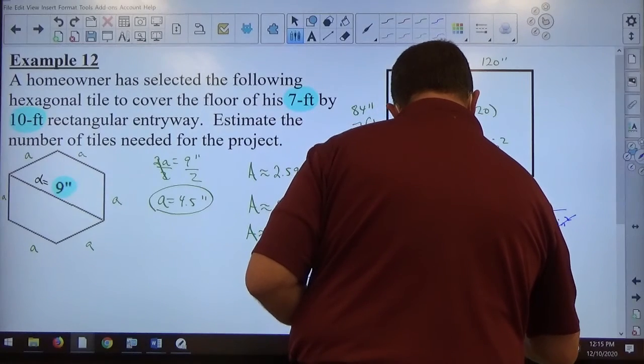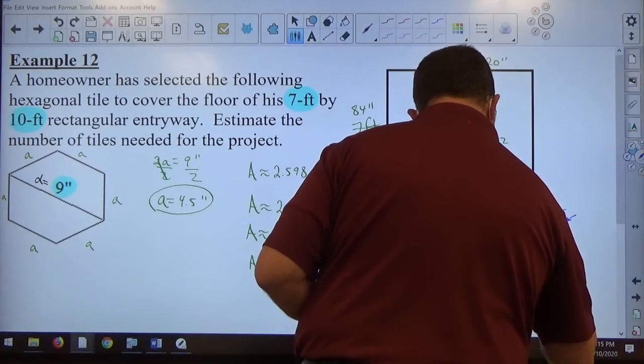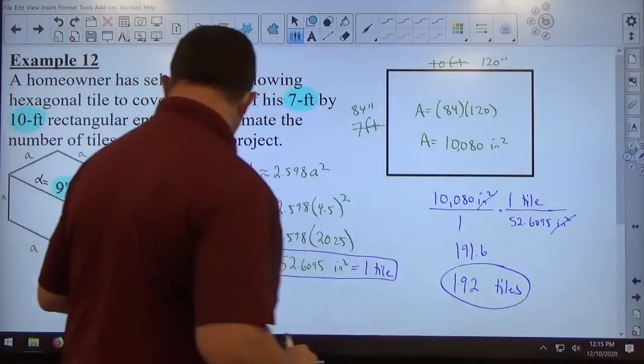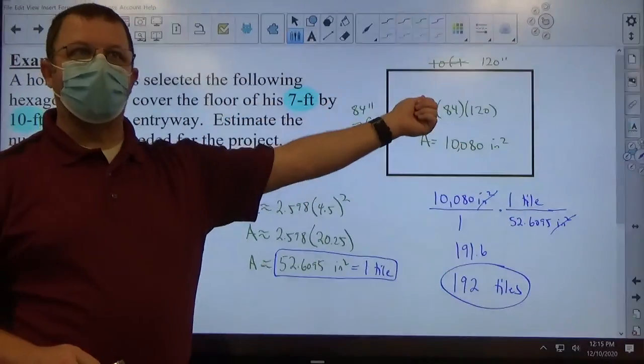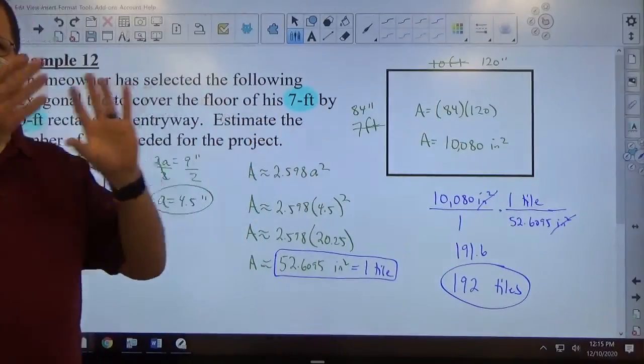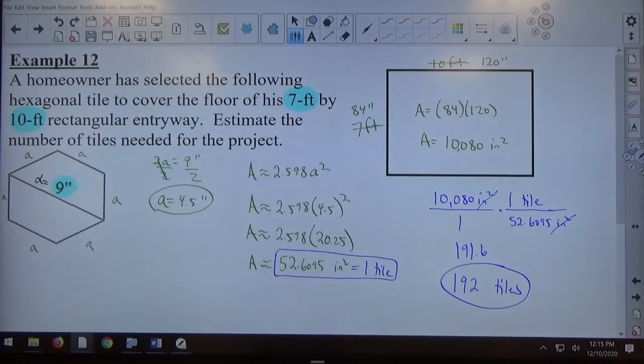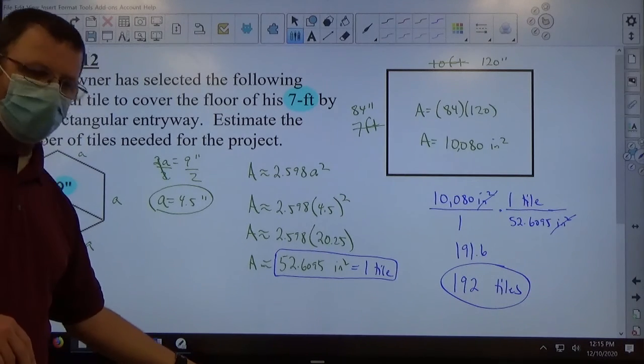But again, how much waste is there going to be? Also, the fact that these are hexagonal tiles, we're trying to cover a rectangular area, we might need to do some creative cutting there. But 192 is how much space is taking up. But if I'm doing the actual job, I'm probably going to estimate a little higher than that just to account for what I need to do to make it happen.